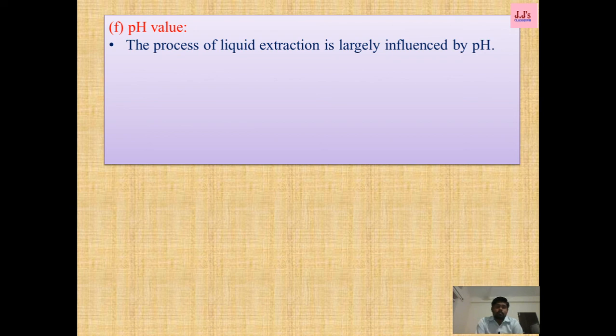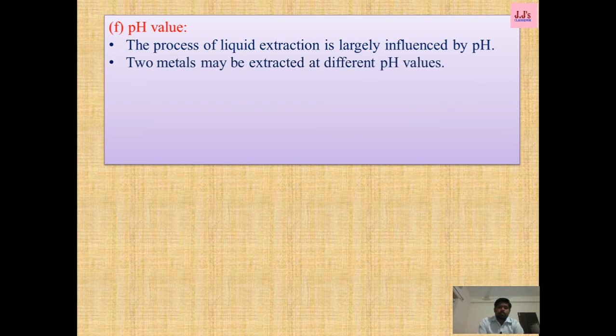Here, how does pH affect the process of solvent extraction? That's easy. The process of liquid extraction is largely influenced by pH, because two metals may be extracted at different pH values. That is the heart of the topic, the pH value. Every metal is extracted at a different pH value. That means if you have a number of metals present in the aqueous phase, you just set the pH of the solution in such a way that at that pH only a single metal is extracted.